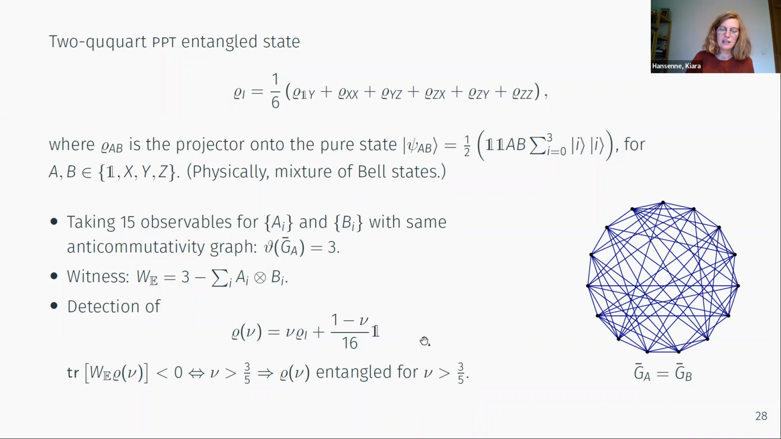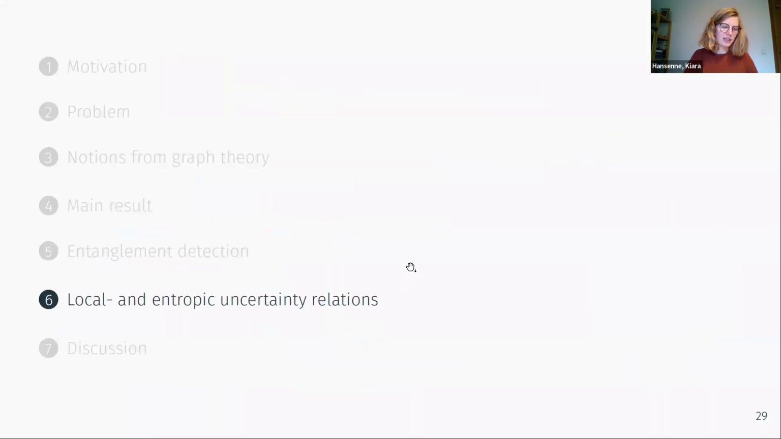So that was actually a nice result because this 3/5 happens to be exactly the bound below which the state becomes separable. So if you go below 3/5, then the state becomes separable. Meaning our witness here was able to detect the state for the full range for which it is entangled. Okay, so now that I've shown you some examples of entanglement detection, I'm going to talk a bit about local and about entropic uncertainty relations.